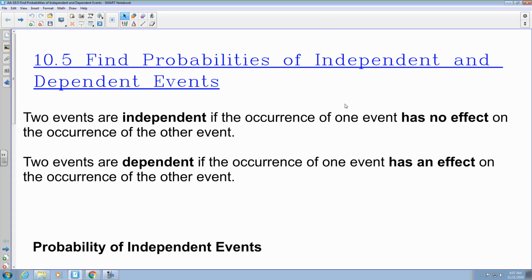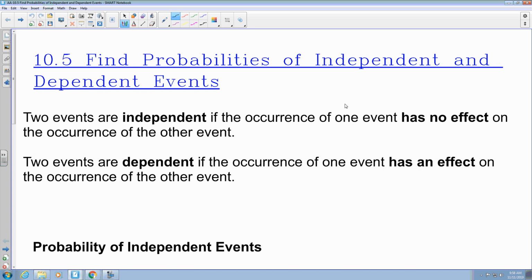All right, we're in section 10.5 where we are going to find probabilities of independent and dependent events. Anytime we are looking at independent events, we're looking at and statements of different probabilities. And statements simply mean that we are looking at more than one occurrence or more than one piece of data that we're trying to find. Like, what's the probability of this and that happening?